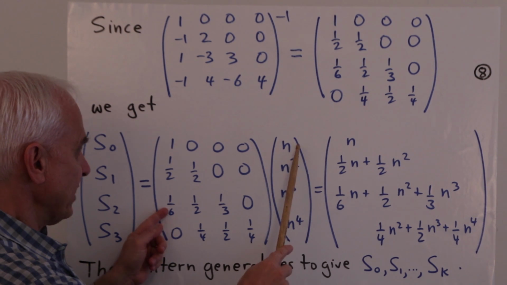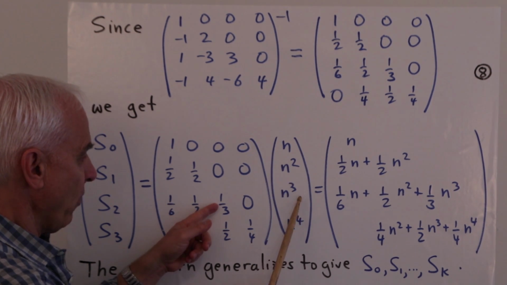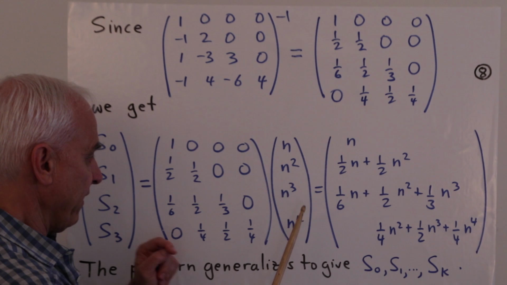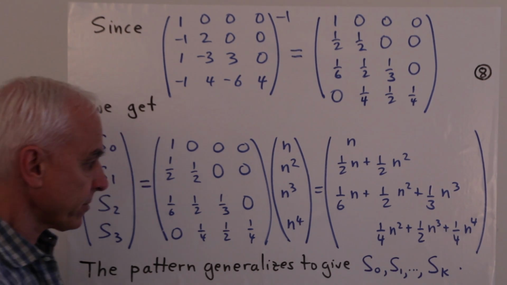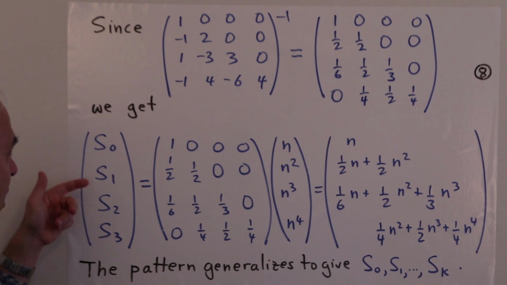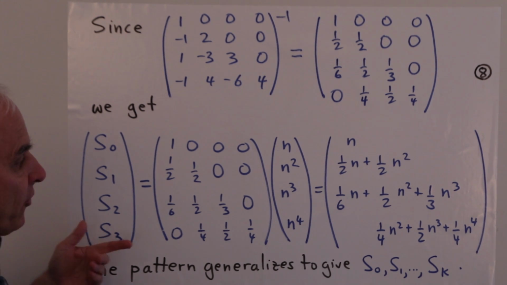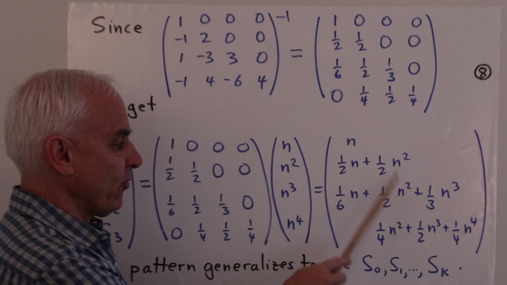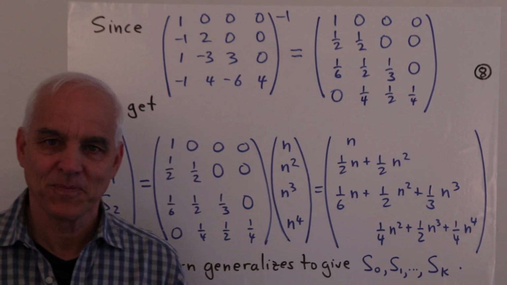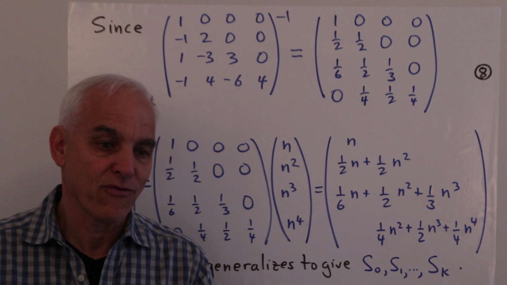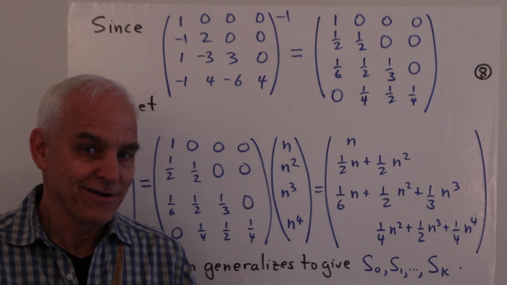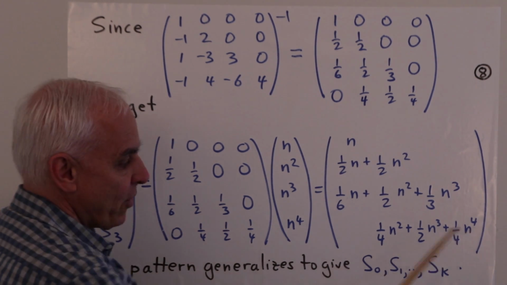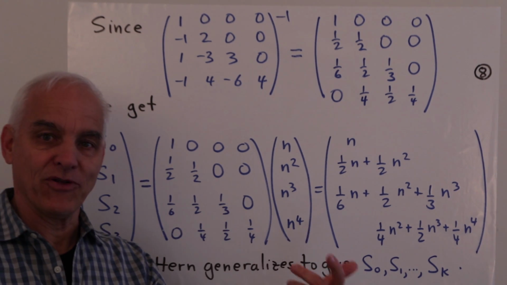This next one will be 1/6 n plus 1/2 n squared plus 1/3 n cubed. And the next one will be 0 n plus 1/4 n squared plus 1/2 n cubed plus 1/4 n to the fourth. And so we can immediately read off what the various s values are in terms of n. So it's telling us that s2 is 1/6 of n plus 1/2 n squared plus 1/3 n cubed. That's an alternate way of writing down the polynomial n times n plus 1 times 2n plus 1 over 6. And this one here is another way of writing down the polynomial n squared times n plus 1 squared over 4.